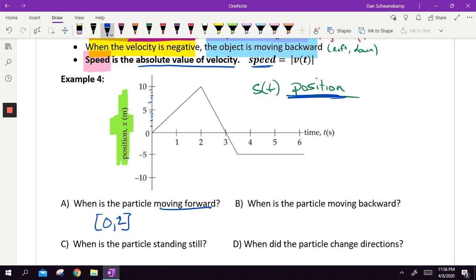I'm getting further and further away from 0. I'm moving forward, 0 to 2, because I had positive slope, because that means velocity is positive.